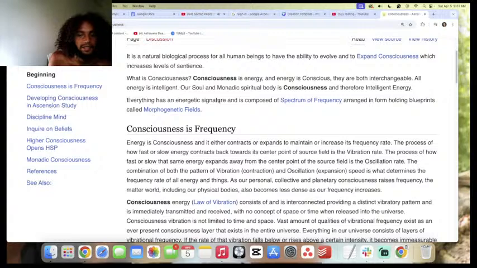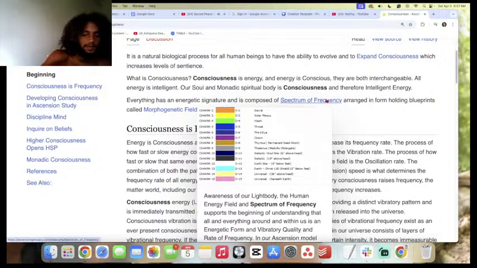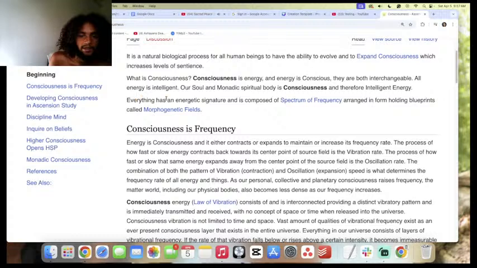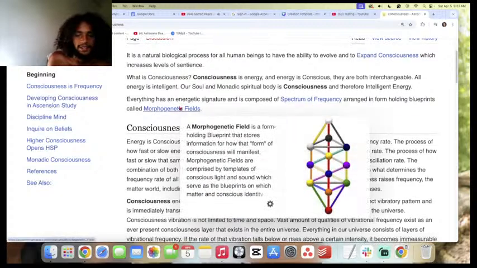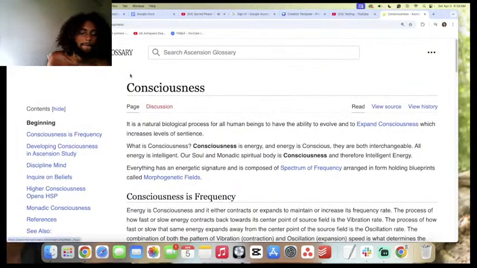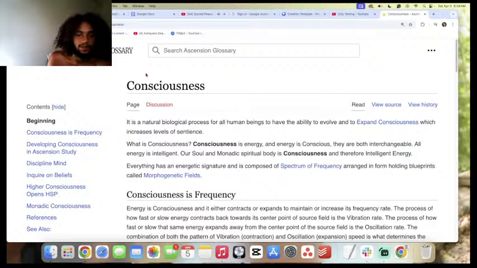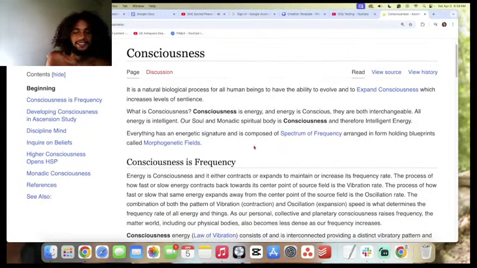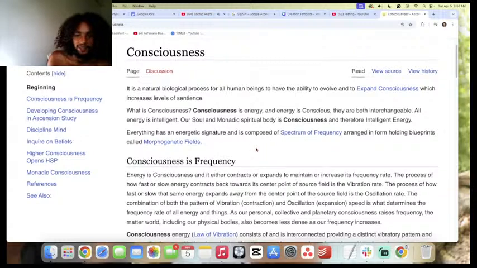Everything has an energetic structure and is composed of spectrums of frequency. Y'all can see the different frequencies right there, right? The different colors produced by the different dimensional frequencies, per se. So once again, everything has an energetic signature and is composed of spectrums of frequency arranged in form holding blueprints called morphogenetic fields. So the Ascension Glossary, y'all, is lit. I ain't gonna lie, they got a whole glossary of ascensional information in here. So yeah, that's the best way to describe that.